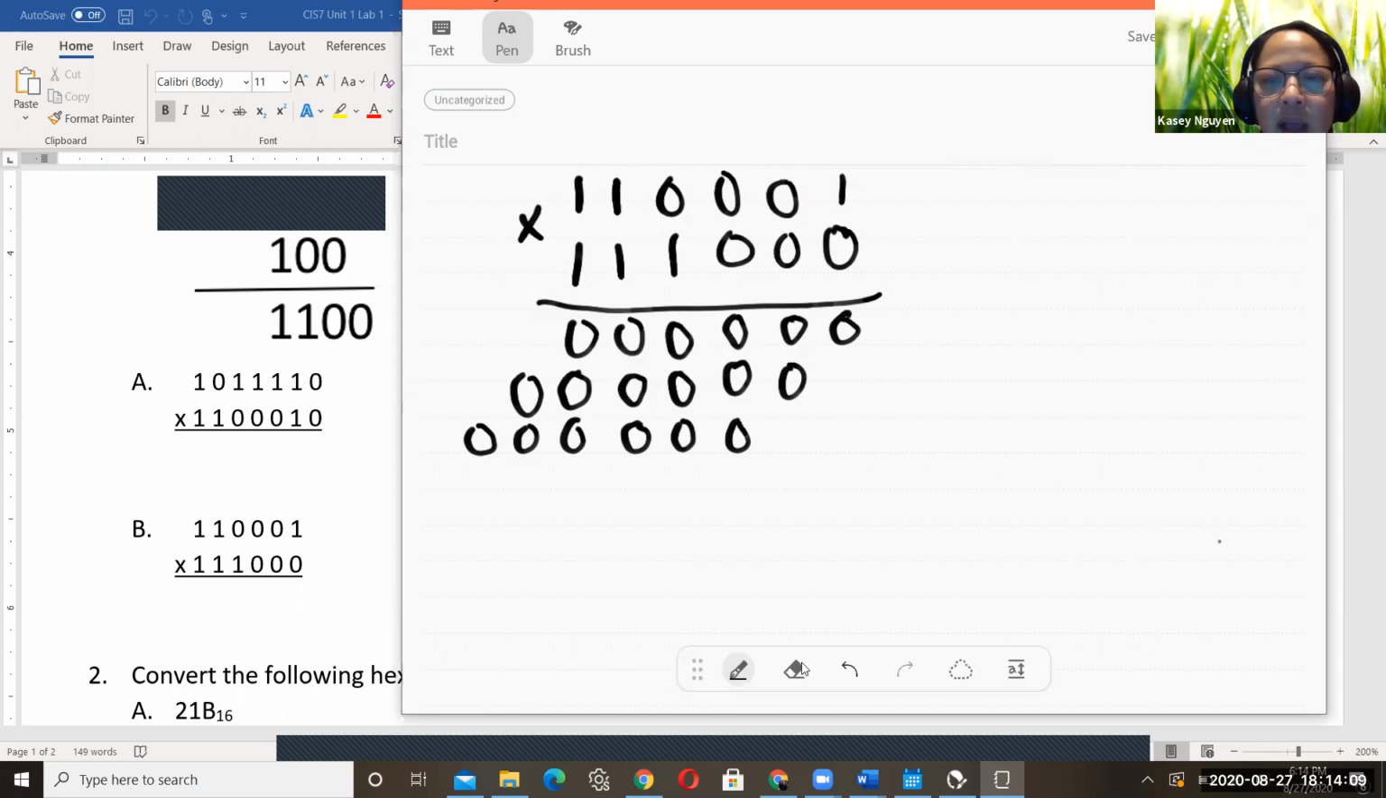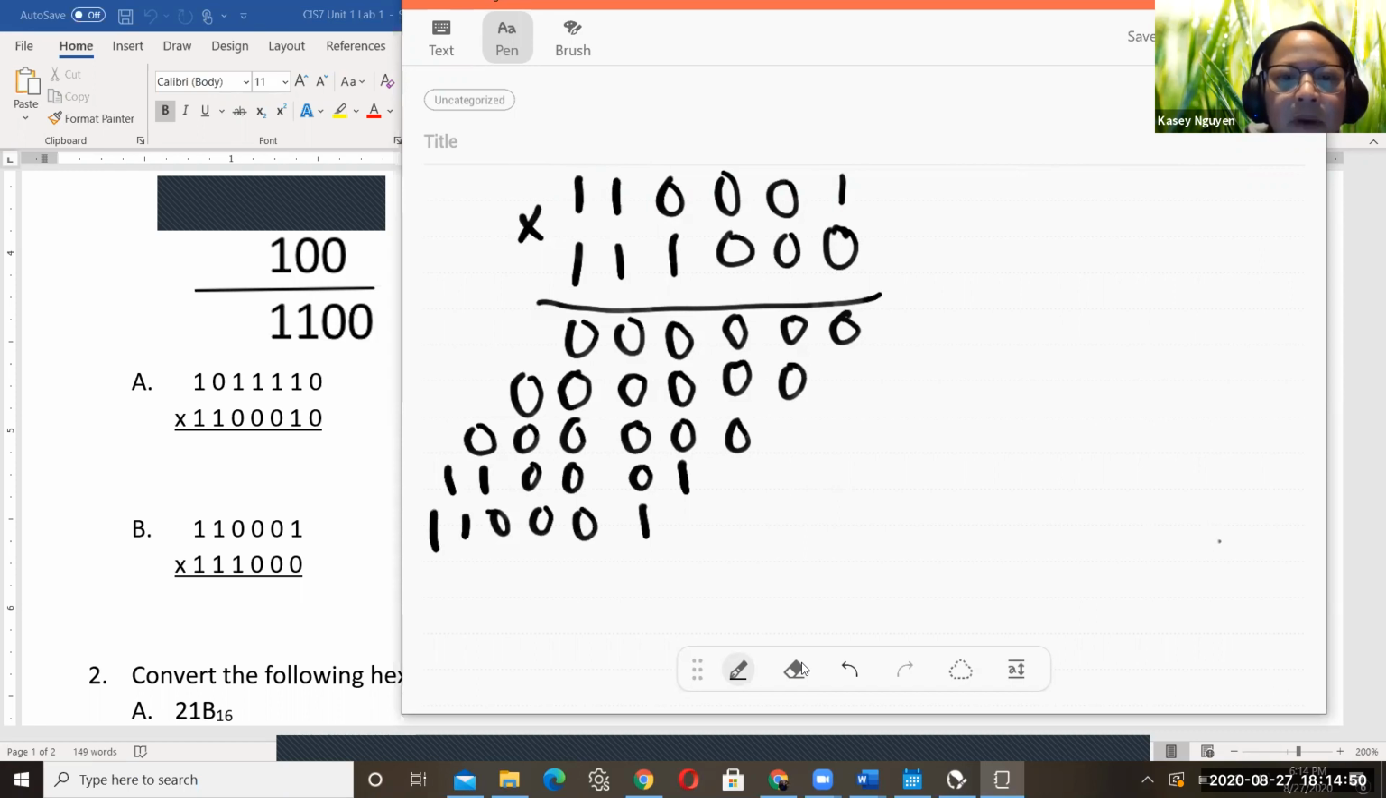Then we get to this 1. 1 times 1 is a 1. 1 times 0 is a 0. 1 times 0 is a 0. 1 times 0 is a 0. 1 times 1 is a 1. And 1 times 1 is a 1. And then the next one, you should get the same as the top line, of course. So you just have to shift it over one digit to the left. So we would have 1, 0, 0, 0, 1, and 1.